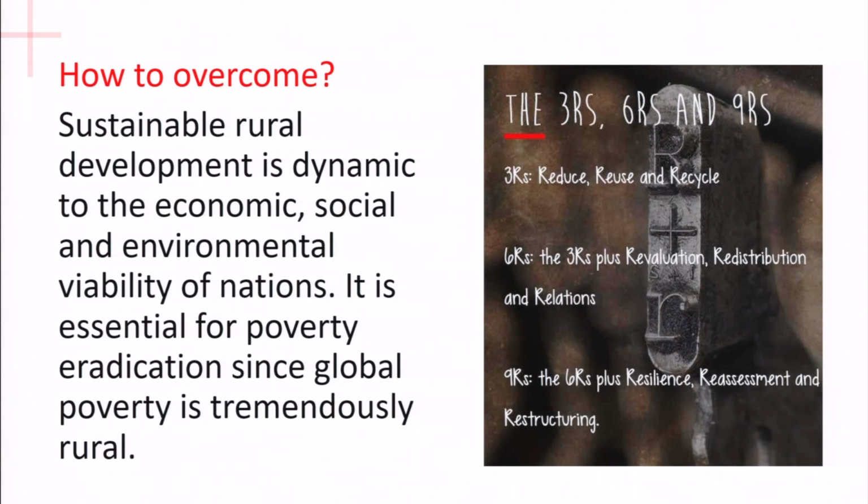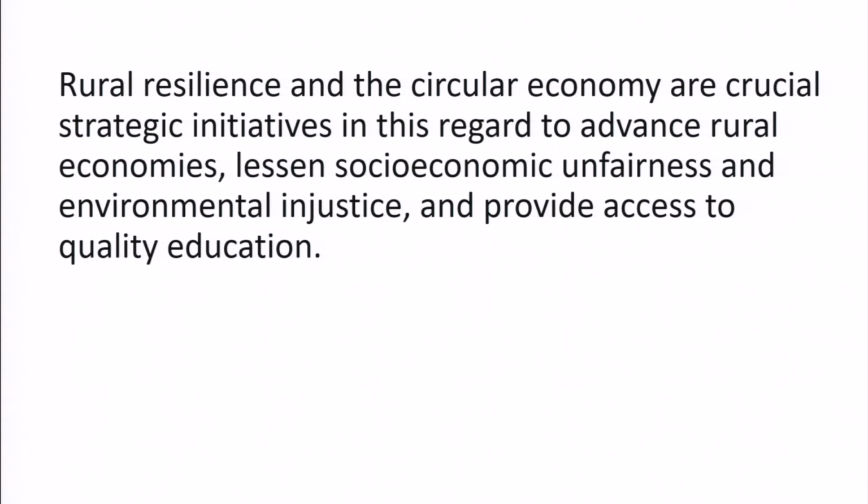So sustainable rural development is a dynamic field to uplift the economic, social and environmental aspects. It is essential for removing poverty, to bring in dignity among the farmers. So there are 3 hours, 6 hours and 9 hours available to tackle this issue. So what are these? So rural resilience and circular economy are essential, and they are the strategic initiatives that we need to take so that we advance the rural economies, we lessen the socio-economic unfairness, and we ensure justice to the environment, and we also provide quality education to the rural people.